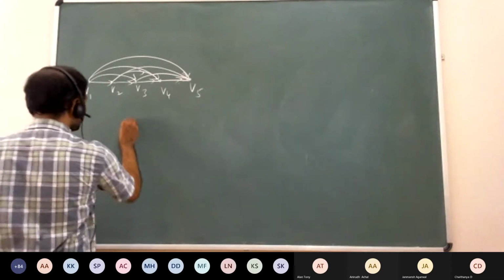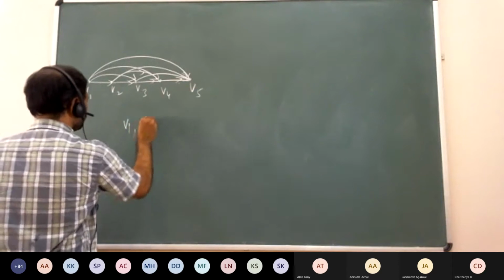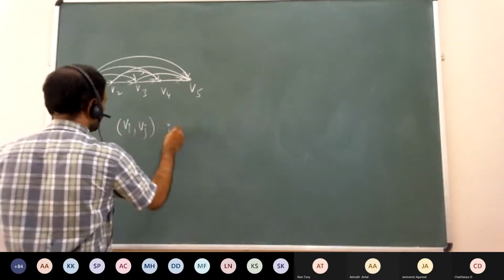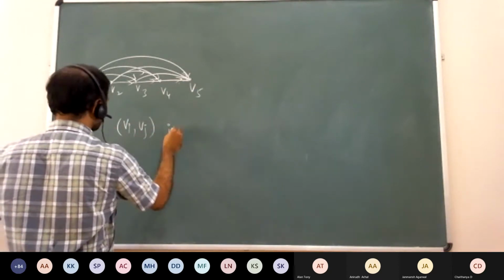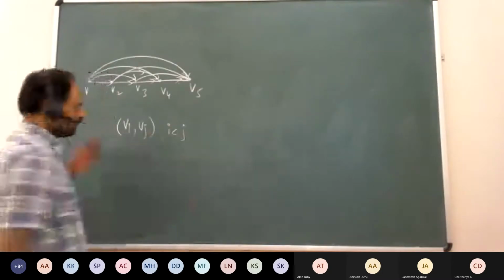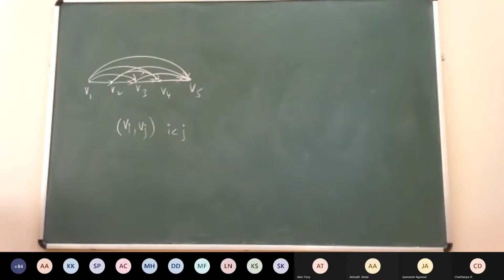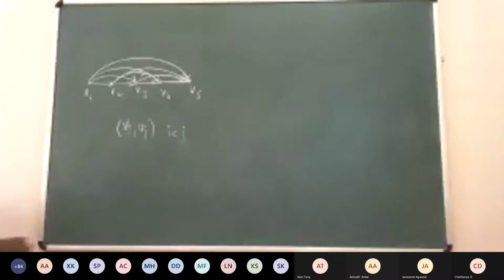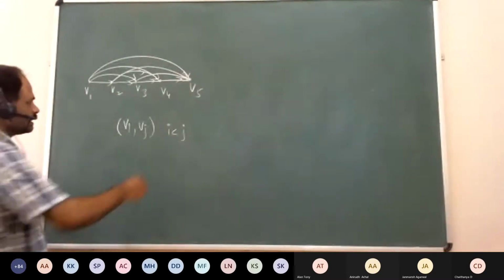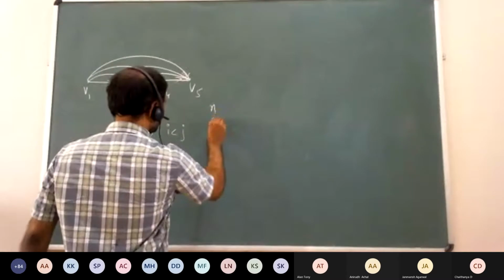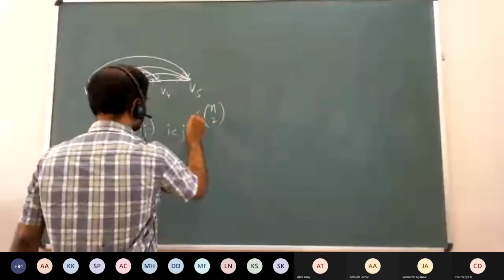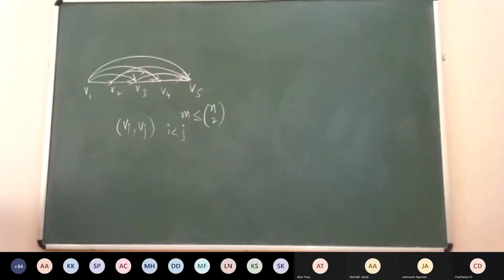For every Vi, Vj, for i less than j, there is an edge, right? So all slots are filled. Any edge you add should only be a back edge, right? So it is not possible. So the number of edges is bounded by n choose 2. So m is at most n choose 2, where m is the number of directed edges in a directed acyclic graph. Okay.